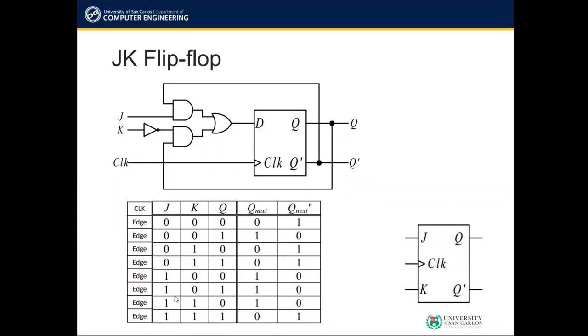So for the last flip-flop here is your JK flip-flop. The JK flip-flop is also derived from your D flip-flop. Based on your characteristic table, if the value of your JK is 0, 0, and your present Q is either 0 or 1, the next state for your Q will still be 0 or 1. So in this part, this is your hold state.